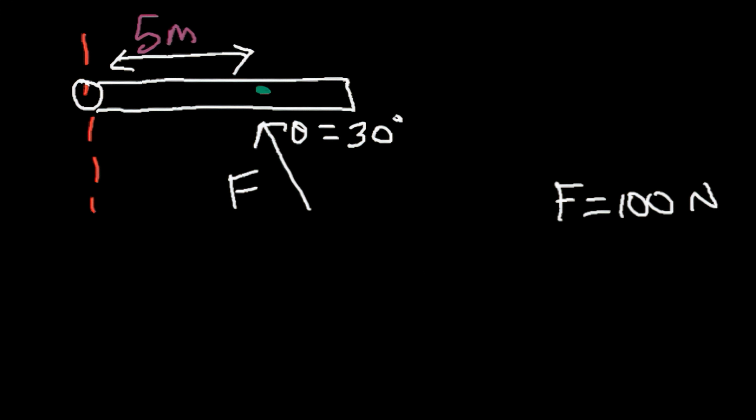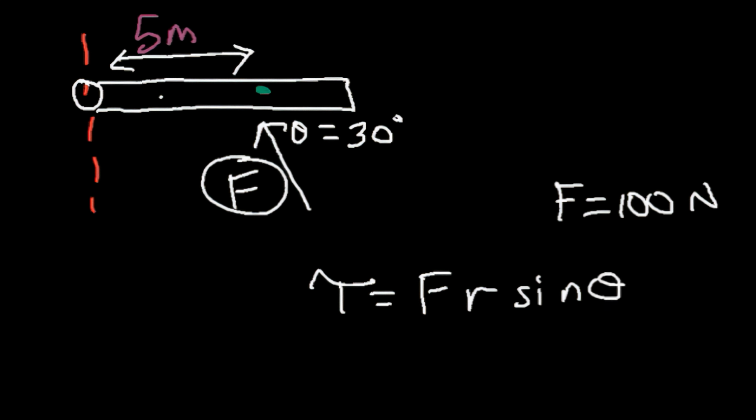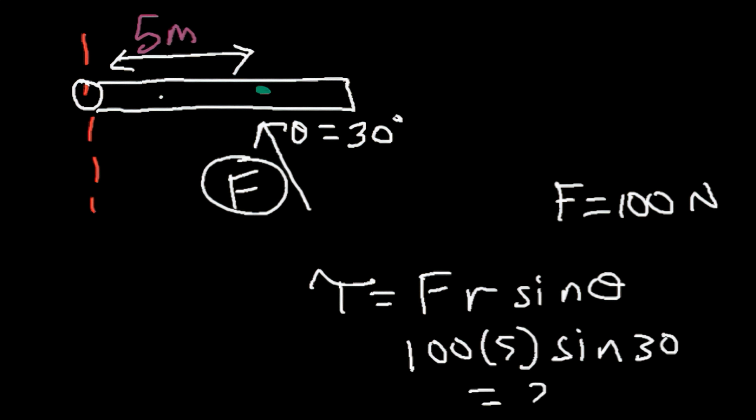So if you have the angle between the force and the length of the door in this case, the torque is equal to the force times the moment arm times sine theta. The moment arm is really just r sine theta, by the way. I'll explain why. R is simply 5. So it's going to be 100 times 5 times sine 30. Sine 30 is a half. Half of 500 is 250. So the torque is positive 250.